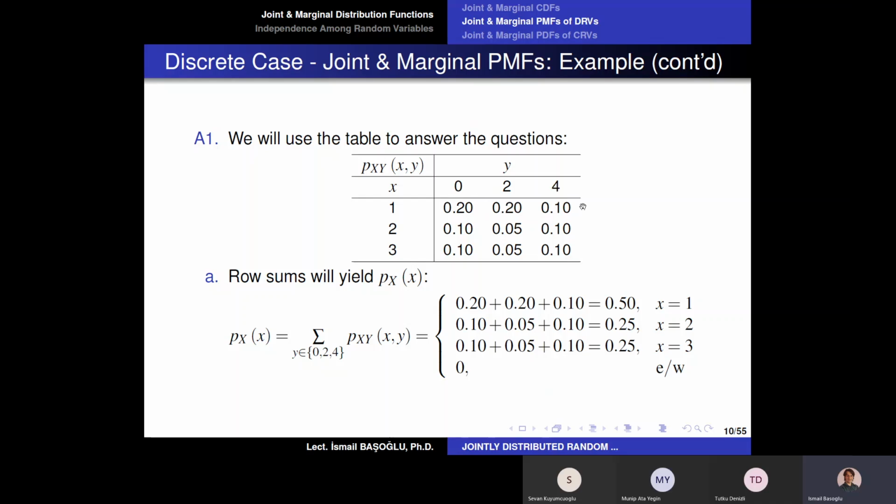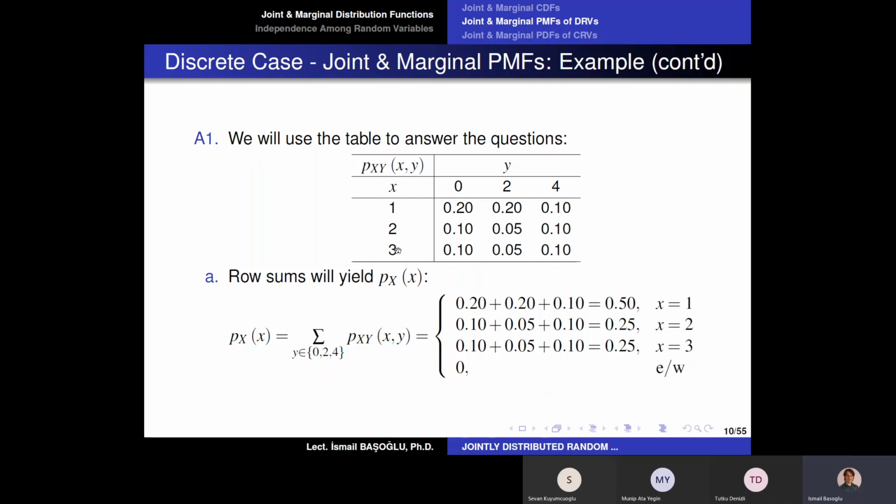And the sum of these three probabilities is the marginal probability of x being equal to 1. The marginal probability of x being equal to 2 is the sum of these three probabilities. So it is a summation that is run over y again. As x is fixed to 2, y takes on the values of 0, 2, and 4 with these probabilities, and the summation of these three probabilities gives you the probability mass value of x being equal to 2.